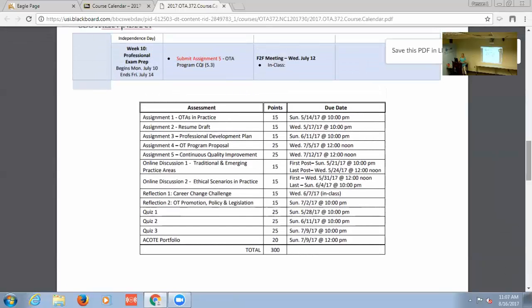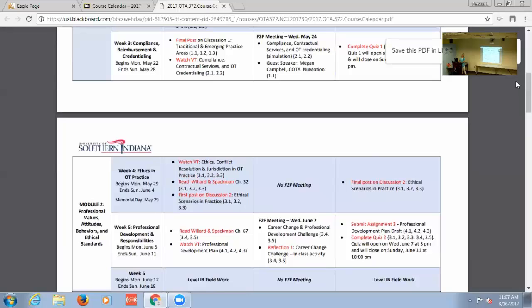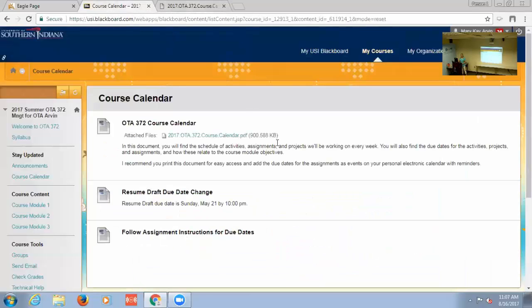At the bottom of the calendar, I always have an assessment of what's worth what points. They're really worried about that. But I also reminded them about the due date, because the calendar is really packed with information and it would be easy for them to miss due dates. So, any questions about the calendar or anything? It's pretty complicated if you aren't taking the class. It was complicated for me and I teach it.